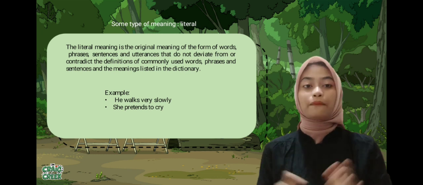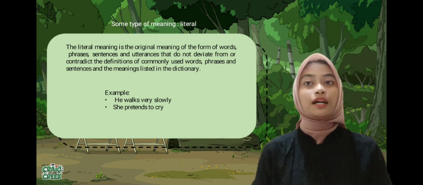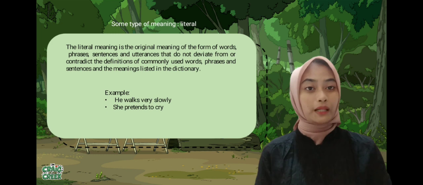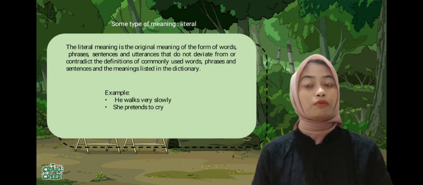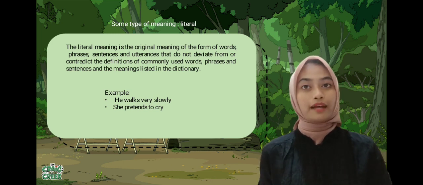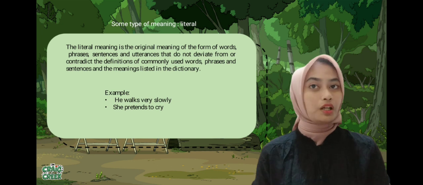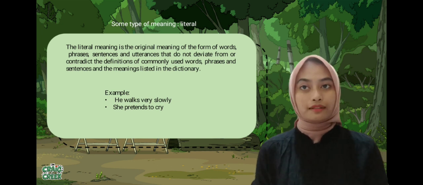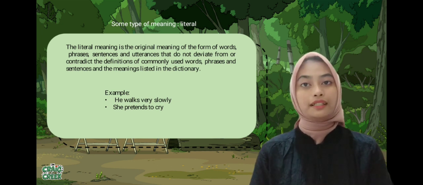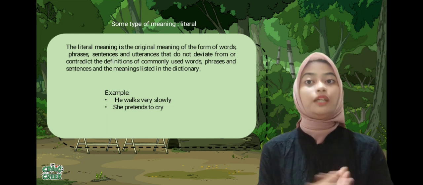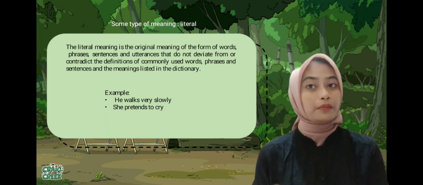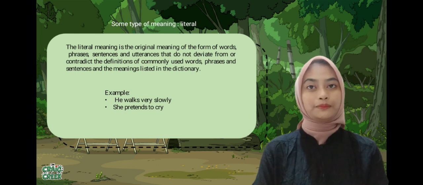Next, we move to some types of meaning: literal. The literal meaning is the original meaning of the form of words, phrases, sentences, and utterances that do not deviate from or contradict the definition of commonly used words, phrases, and sentences and the meaning listed in the dictionary. For example, he walked very slowly. She pretends to cry.